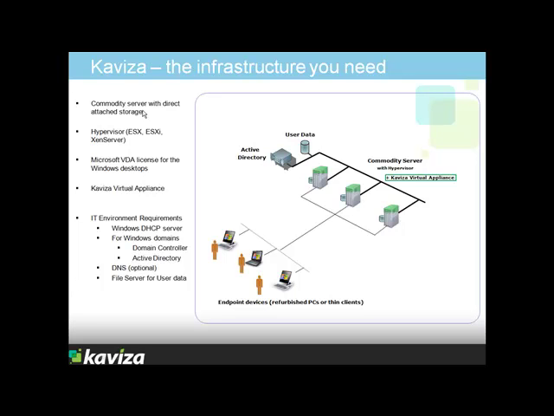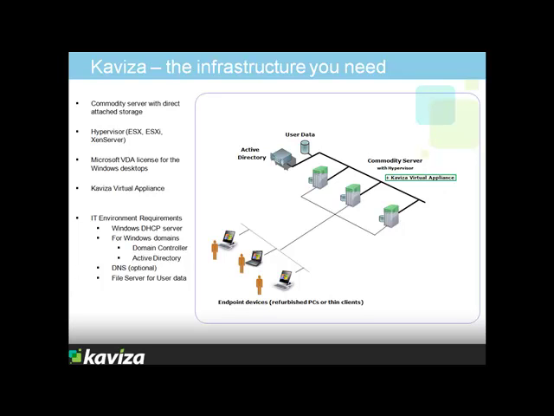You need a commodity server such as, for example, an HP DL380 or a Dell R series server, ideally with direct attached storage. You will then need a hypervisor, and we support the hypervisors from VMware, ESX and ESXi, as well as the hypervisor from Citrix, XenServer. If you are using ESX or ESXi, you would need at least an Essentials license. You need the VDA license or volume license from Microsoft. And finally, you need the Kaviza virtual appliance, which you can actually download from our website for free for a 30-day trial.